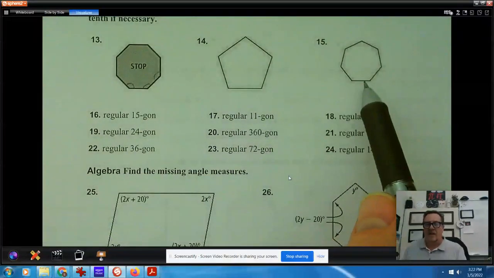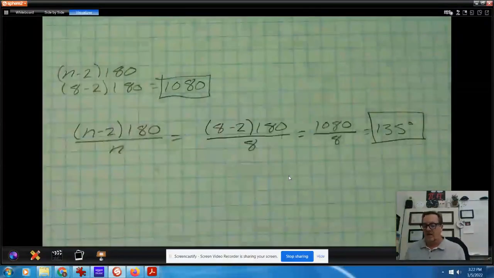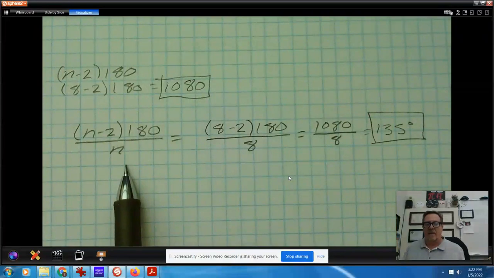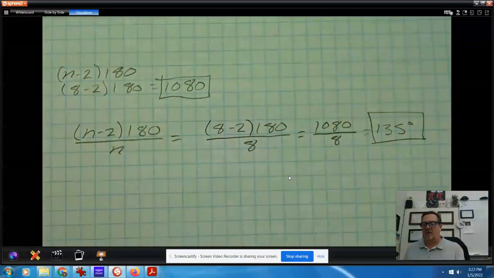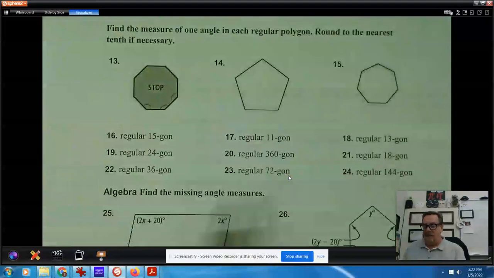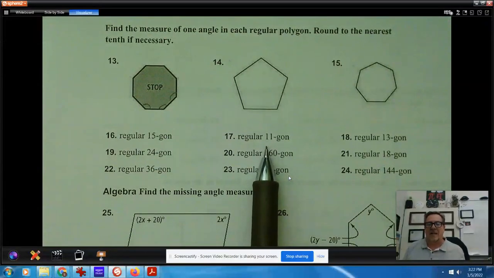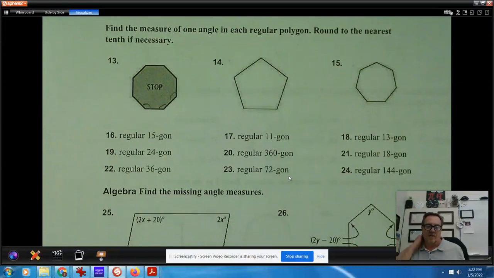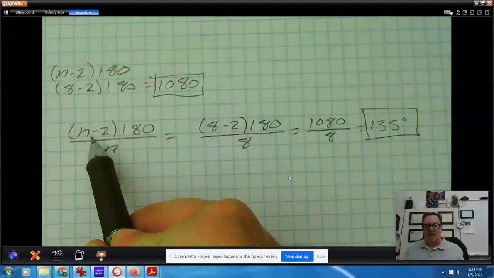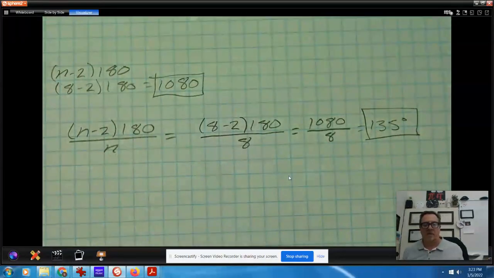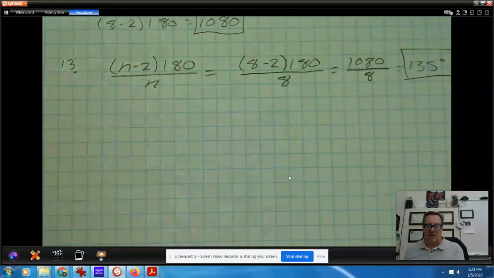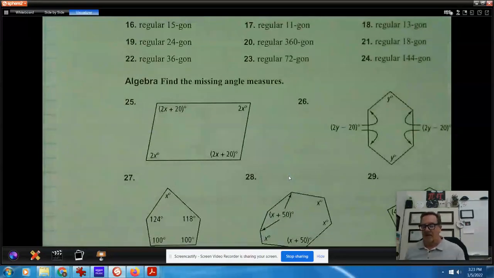For 15, count the sides. That's going to give you your n. Plug it into the formula. There's your formula. Do the math. You'll get a different number for number 15. Now, these down here, you don't even have to count the sides. It tells you. Like 17 says it's 11-gon. So you're going to plug 11 in for your n. Okay? Remember that n goes both up here and down there. Groovy? Groovy.